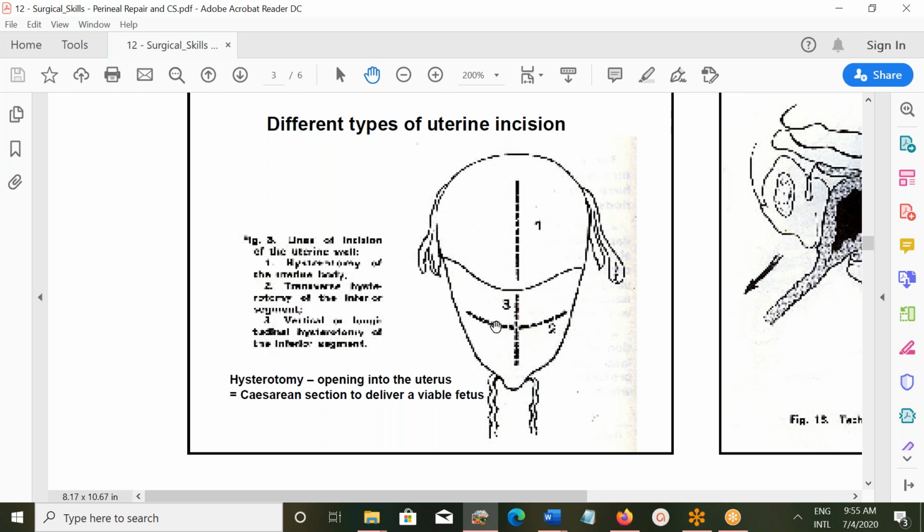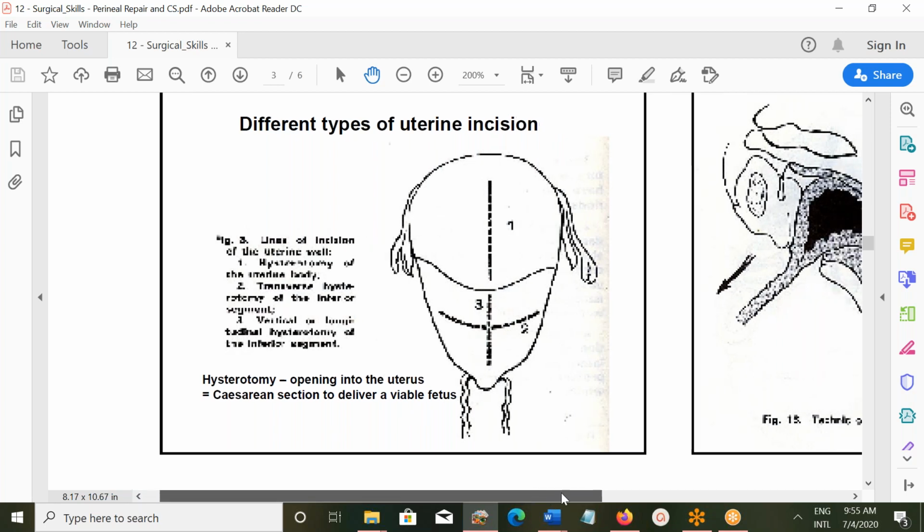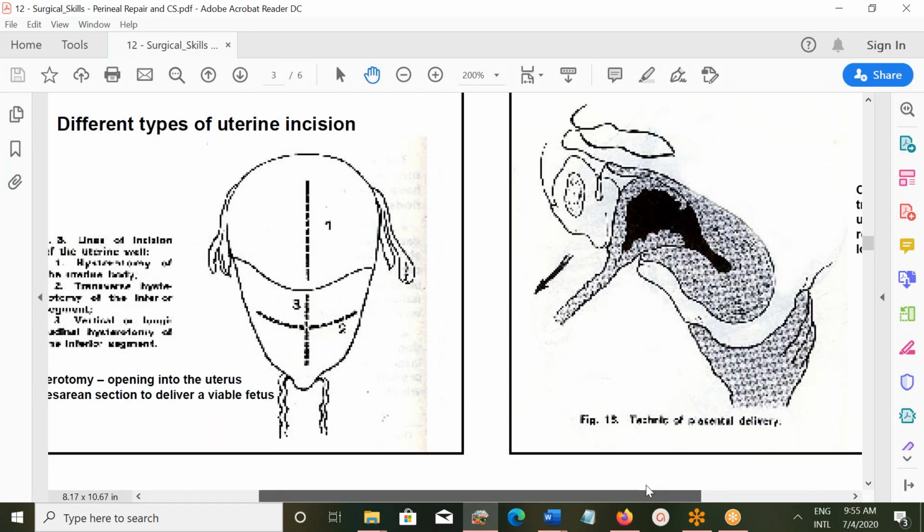Then the lower incision, lower segment cesarean section. When you are doing it, this is the place where you make the incision. Why you have to maintain the size: if you go laterally, you are going to damage the right or left uterine artery, which is a large artery, and it can cause severe hemorrhage. So these are the different incisions which you want to give, and you have to deliver the large baby.